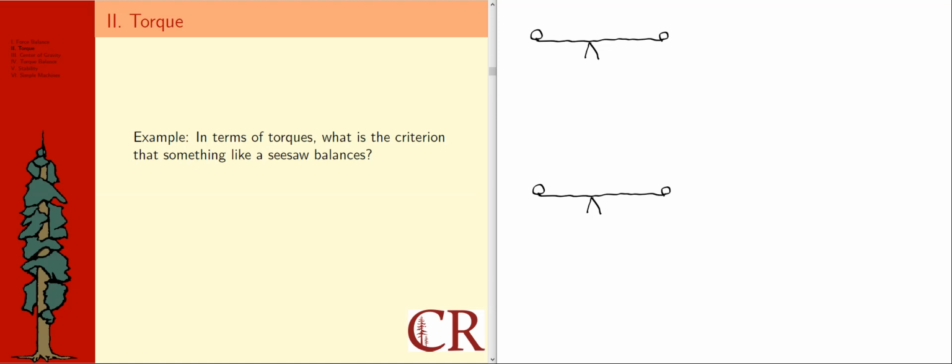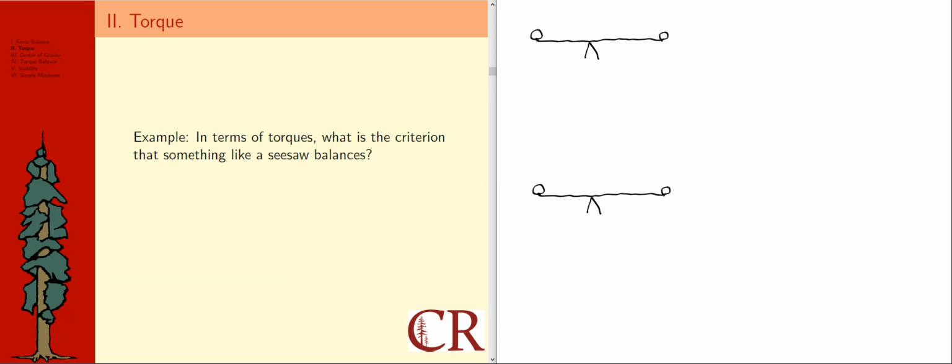In terms of torques, what is the criterion that something like a seesaw balances? So I'd like to start out by revisiting what we already know about this situation in terms of center of mass. So if I've got two seesaws here, this one I'm going to look at from a center of mass point of view, and then I'm going to go down and redo things in terms of torque and see if we get the same answer.